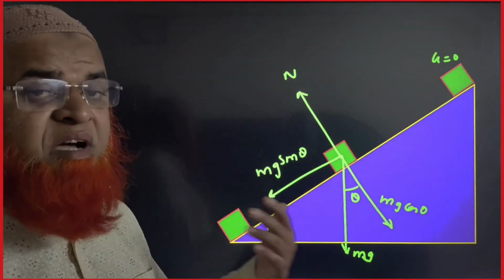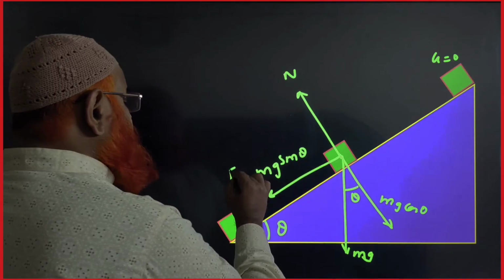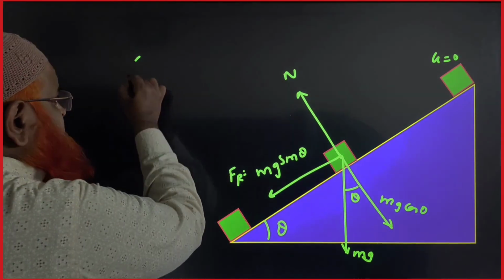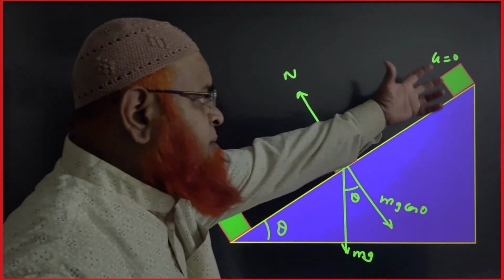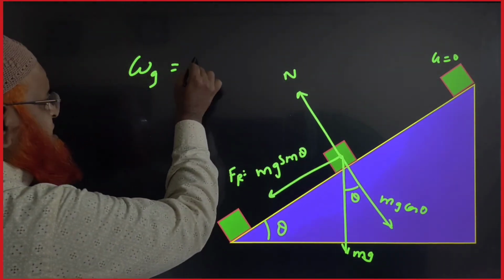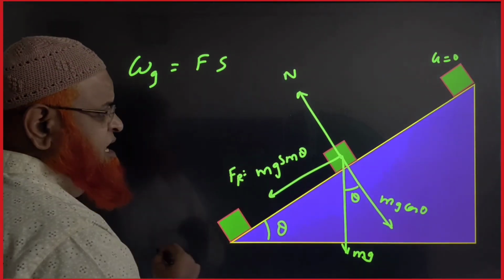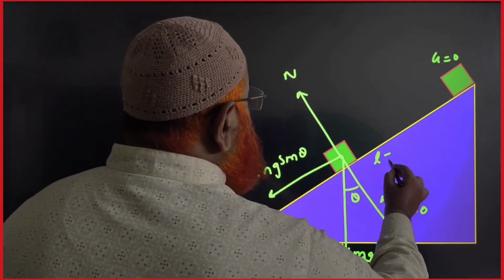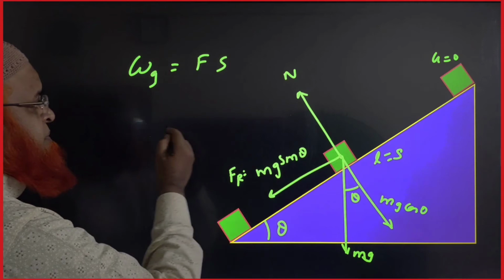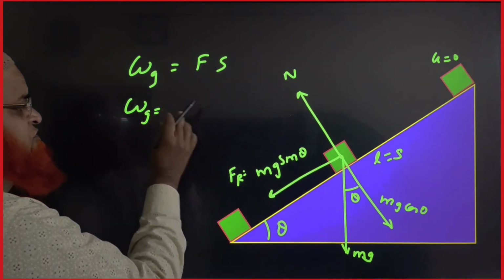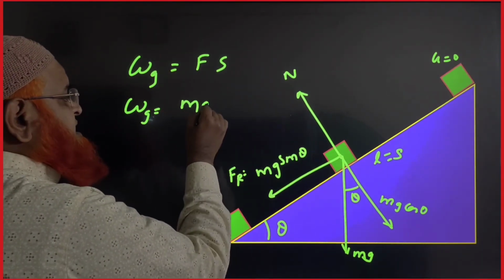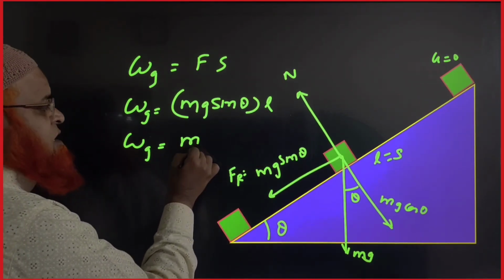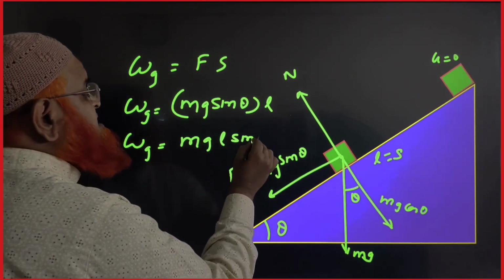Then what is the work done by the gravitational force? The resultant force acting on the block to slide down is mg sin theta. Work done by gravity to pull the body from the topmost point to the bottom point is nothing but force into displacement. Let us take the length of the slope as L, so displacement is L. Therefore, work done by the gravitational force is mg sin theta into L, which can be taken as Wg equals mgL sin theta.